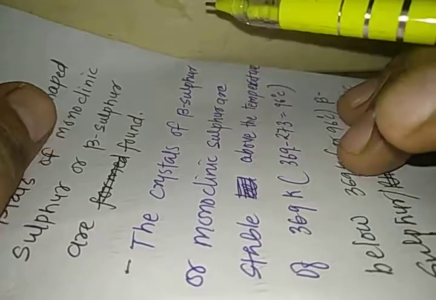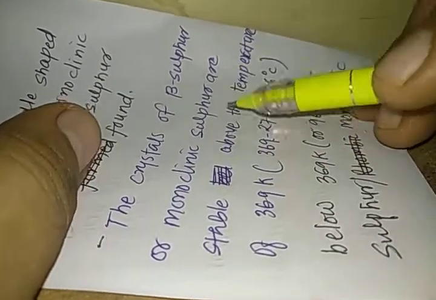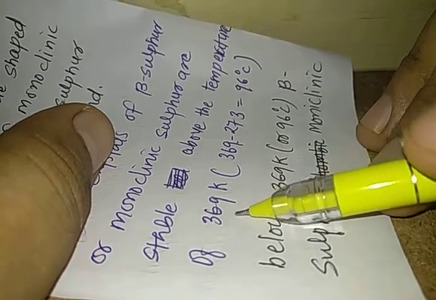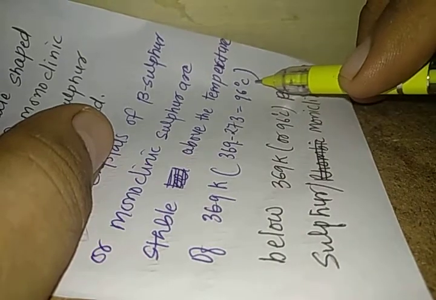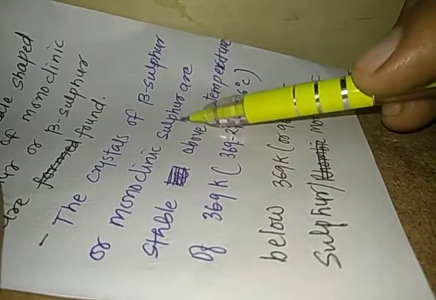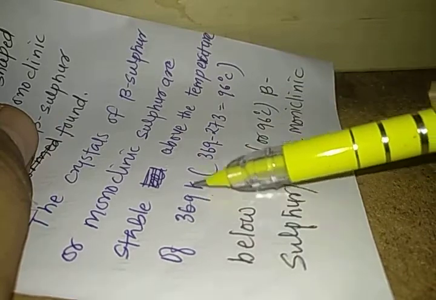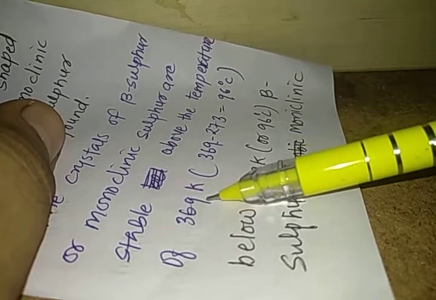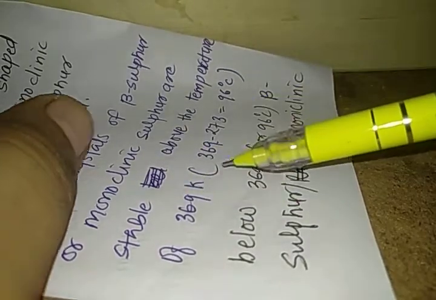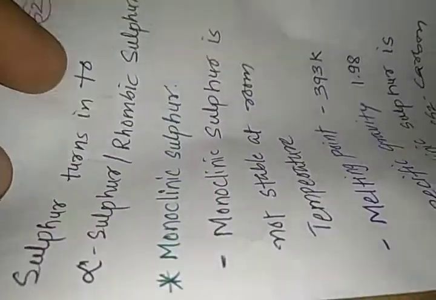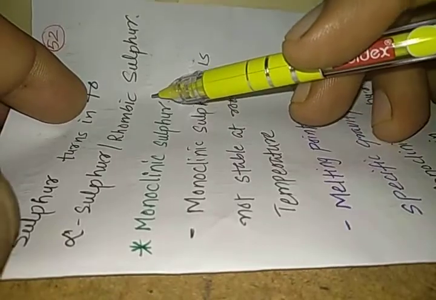The crystals of beta sulfur, or monoclinic sulfur, are stable above the temperature of 369 Kelvin. This 369 Kelvin is nothing but 96 degrees centigrade. Remember, if the temperature goes below 369 Kelvin, this monoclinic sulfur turns again into rhombic sulfur. Below 369 Kelvin or 96 degrees centigrade, beta sulfur or monoclinic sulfur turns into alpha sulfur or rhombic sulfur.